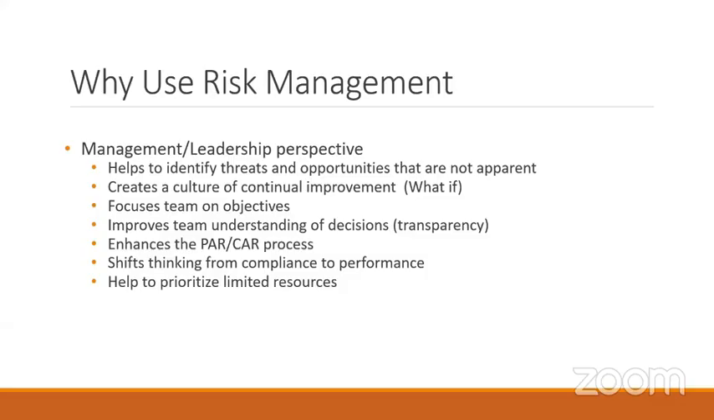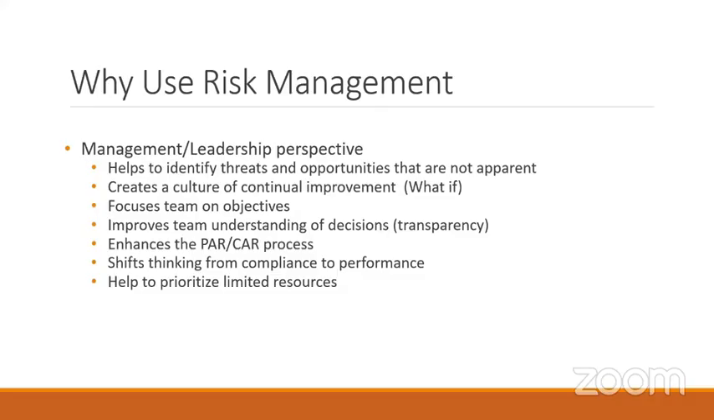As I said earlier, it focuses not only management on objectives, but it focuses entire teams. When you utilize teams to evaluate and assess the level of risk, it makes it easier for them to understand how decisions are made in reaching those objectives, which leads to the next point, which is improved transparency. We will show later on how teams help to evaluate a failure and how that failure informs the decision to take a corrective action. It enhances the CAR/PAR process. We will get into that in greater detail.